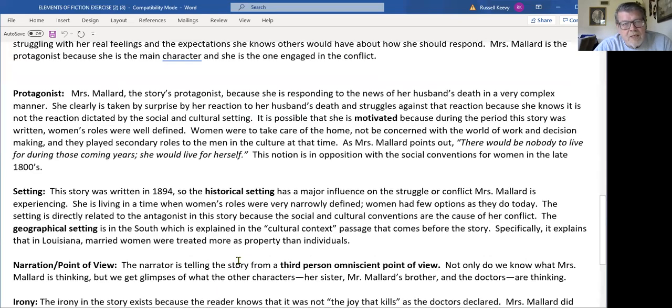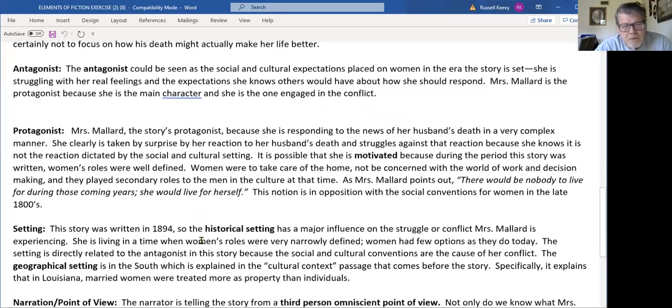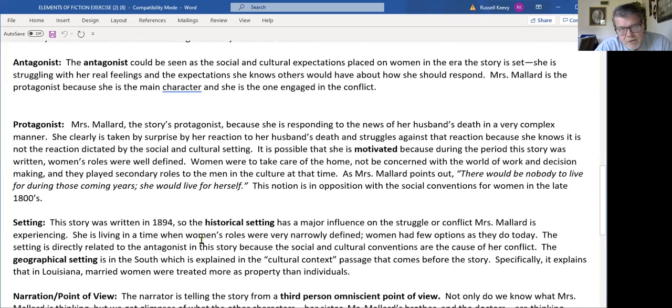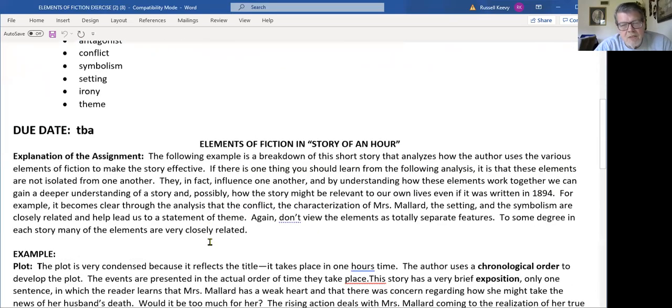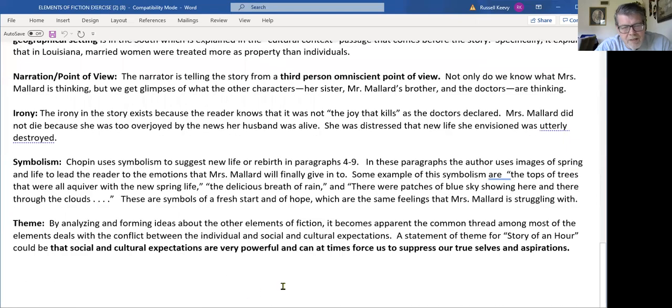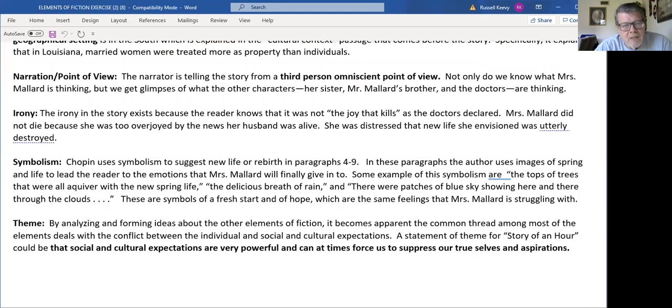So if you just pay attention to this model here, I think you'll be able to do a really good job. Pick one of the two stories. You've got some time on this, so I'm not in a big rush to start grading papers yet. So hopefully this will help you as you move forward working on this project. That's about all I have to say.